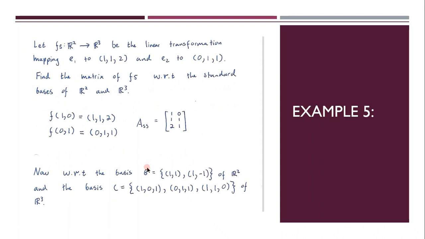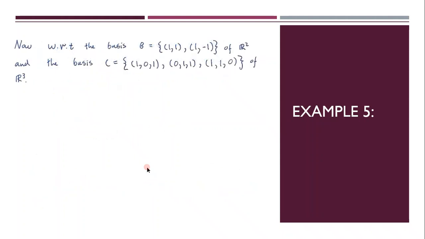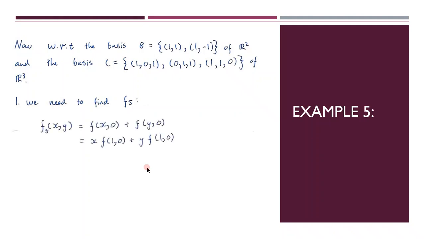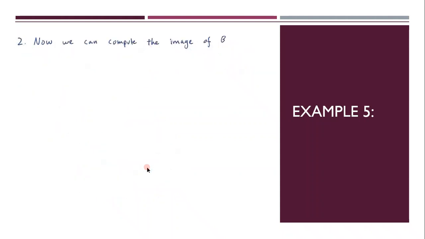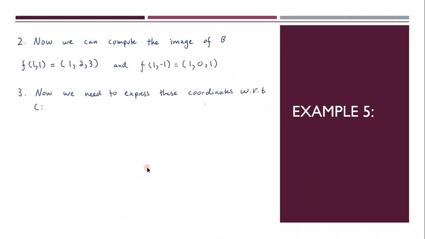So now we want to find our transformation matrix with respect to the basis B of R2 and the basis C of R3. Alright, now what do we do? So we need to find F5 first, because if we don't know F5, how are we going to find the image of B? If you can remember, we actually found it before through this process. So now we know the transformation formula for f(x, y). So now we can compute the image of B. So this is what we get: f of 1, 1 and 1, we get those respectively.